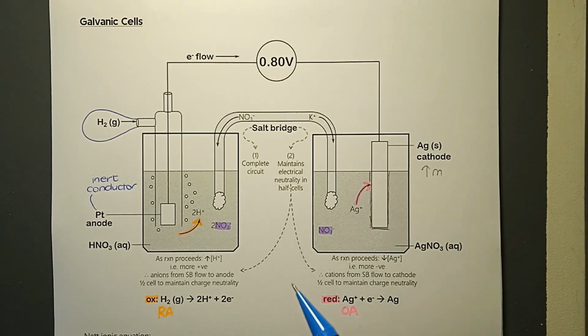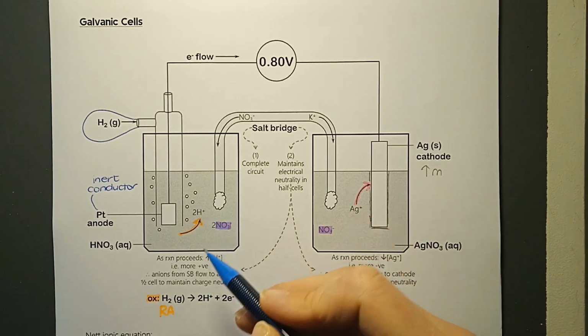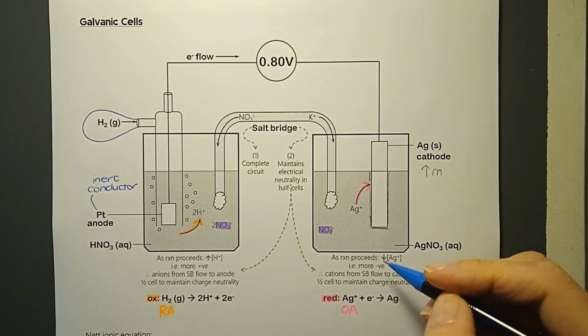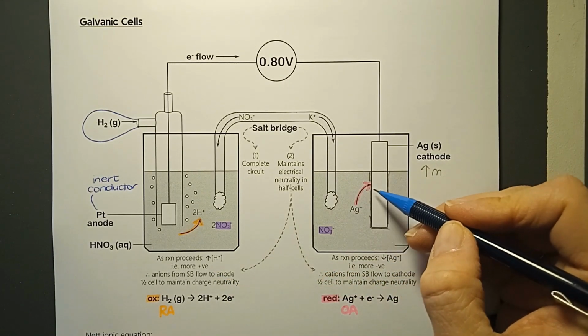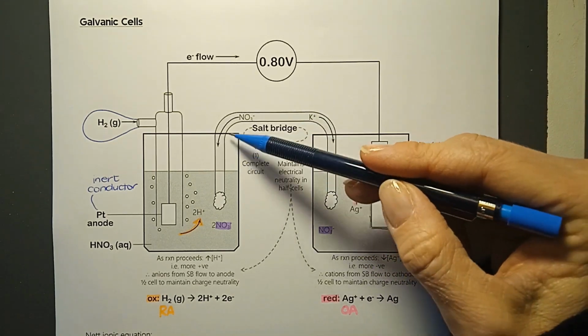As the reaction proceeds, you're going to have an increasing concentration of hydrogen ions in the solution, so this entire solution is going to become a whole lot more positive. And on this side, we're going to take silver ions out of solution, and so the entire solution becomes a lot more negative. That then introduces us to the salt bridge.